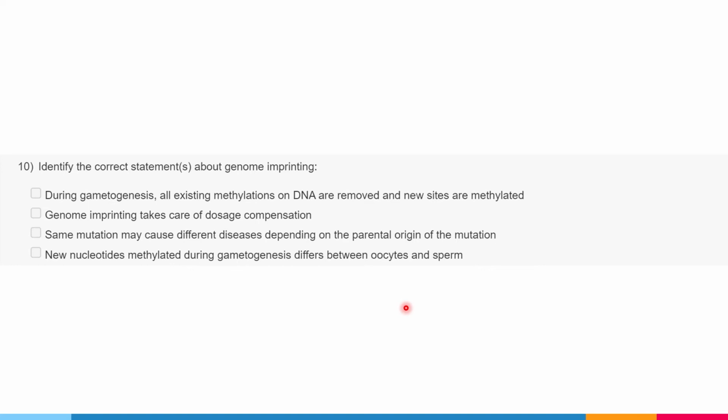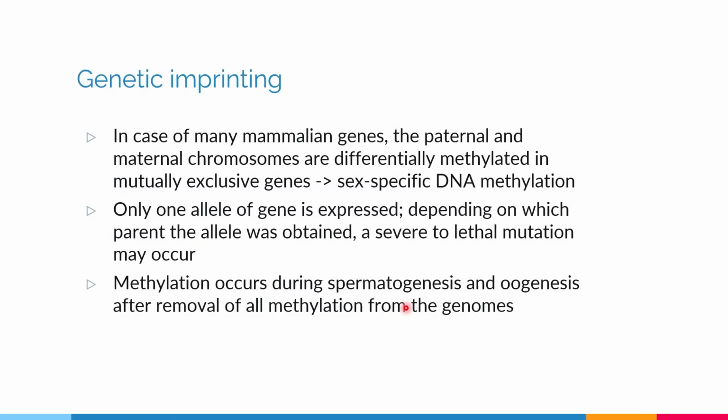Okay, so let us look at what exactly genome imprinting is so that we can better answer the question. So what is genome imprinting? In case of many mammalian genes, the paternal and maternal chromosomes are differentially methylated in mutually exclusive genes. That is, there is a sex-specific DNA methylation. Depending on whether it is the sperm or the oocyte, the DNA methylation is different. And there is also the fact that only one allele of the gene is expressed. Depending on which parent the allele was obtained from, a severe to lethal mutation may occur.